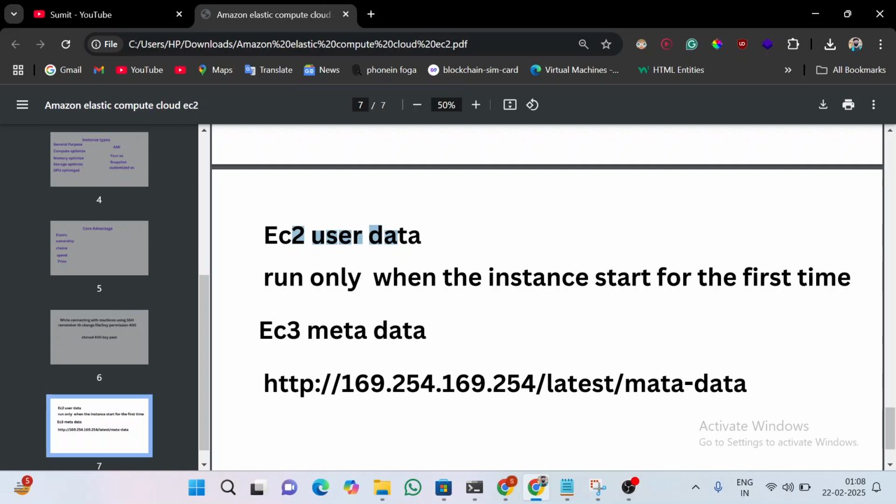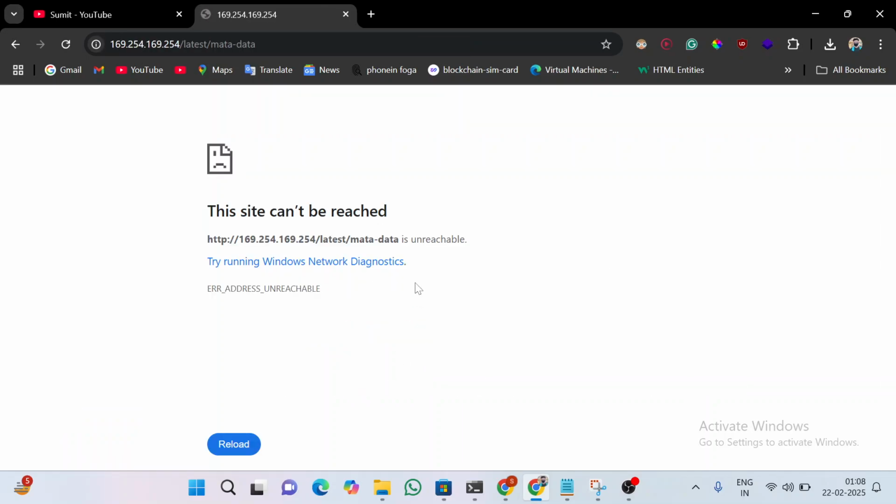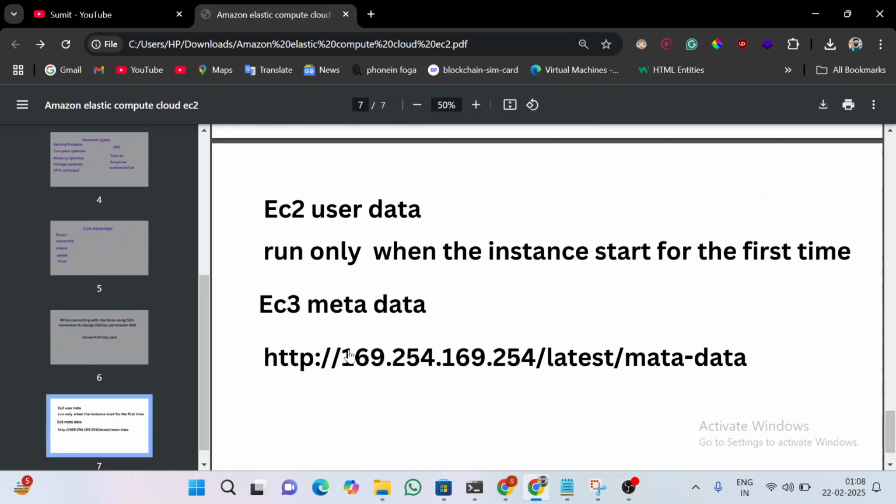And the second thing is metadata. Metadata is nothing but data about data. So if you want to take a brief look at what is happening in your EC2 instance, you can use this API. Sorry, there's some network issue, but yeah, it is 169.254.169.254/latest/meta-data. When you are logged into your EC2 instance, you can use the curl command and hit this endpoint, and you will get the metadata of your instance.